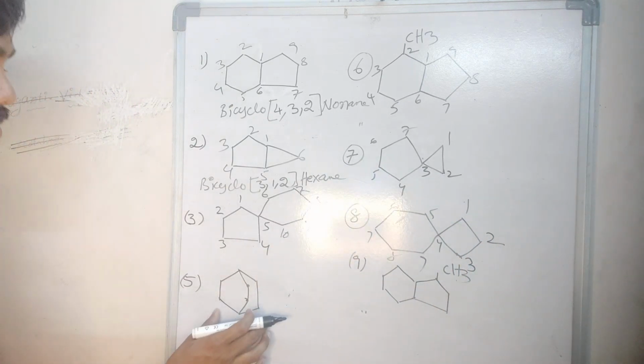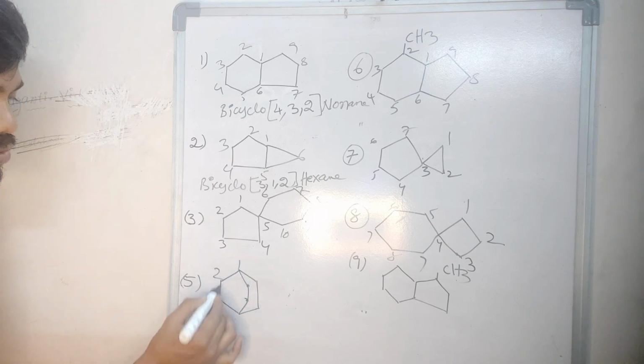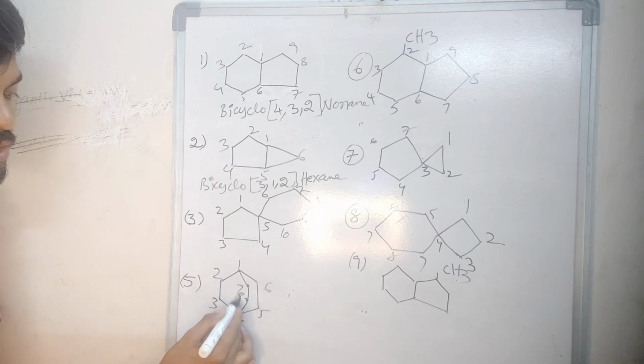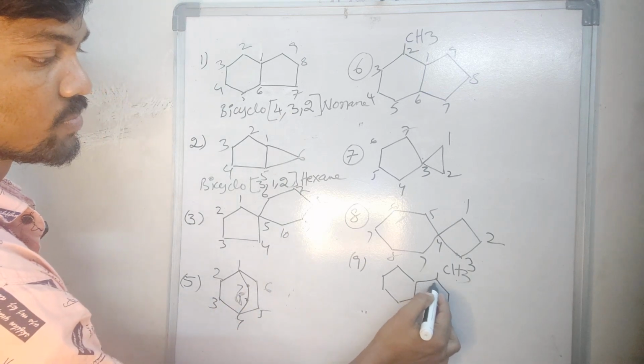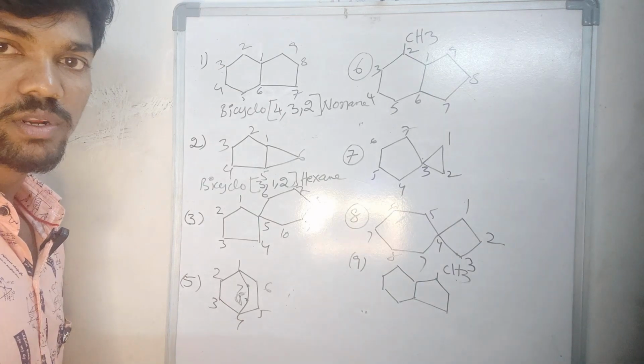Next one, how can you represent? This is a bicyclo compound. How can you write this one? 1, 2, 3, 4, 5, 6, 7, 8. These are bicyclo compounds. Here we started from here only. This is a bicyclo compound.